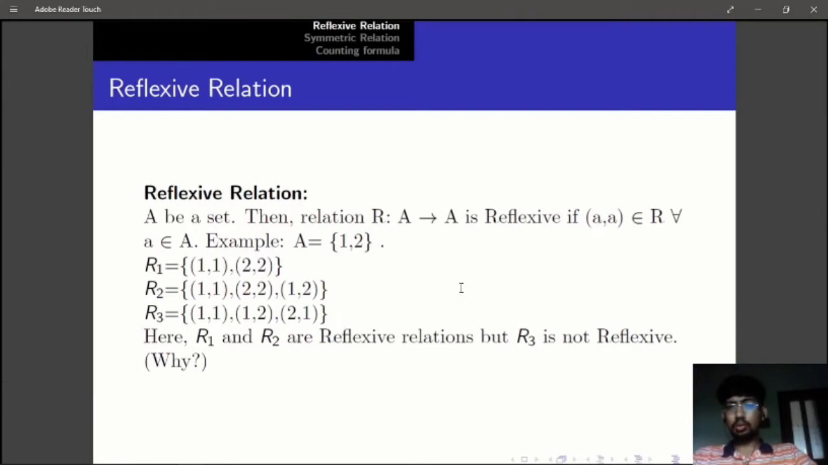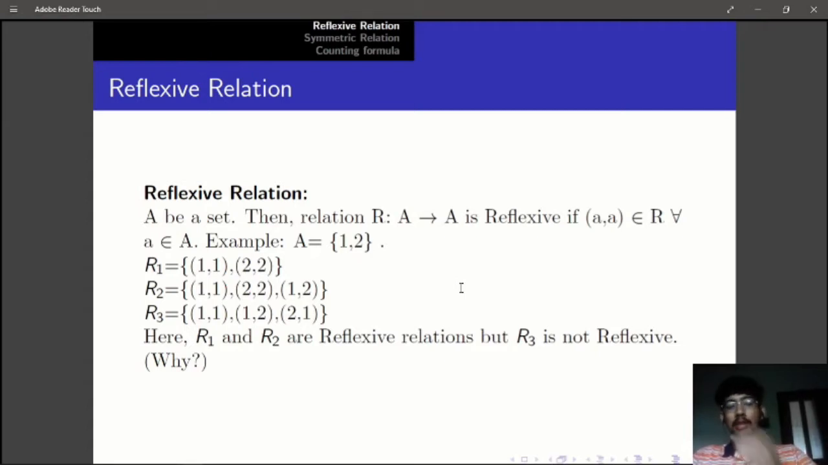I'll discuss only two types of special relations, because we will only focus on the derivation of the counting formula for these types of relations. The first is the reflexive relation. A reflexive relation is basically a relation that is defined on a set to itself. I've taken a set A, an arbitrary set. Then the relation R from A to A is reflexive if the ordered pair (a, a) belongs to R for all a belongs to A. Meaning in the set A, you know all the elements, so to be reflexive, all the ordered pairs of those elements should be in that set.